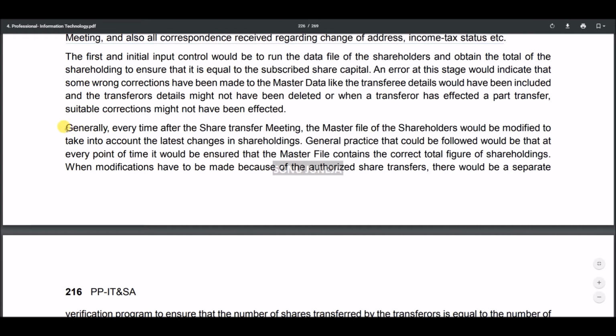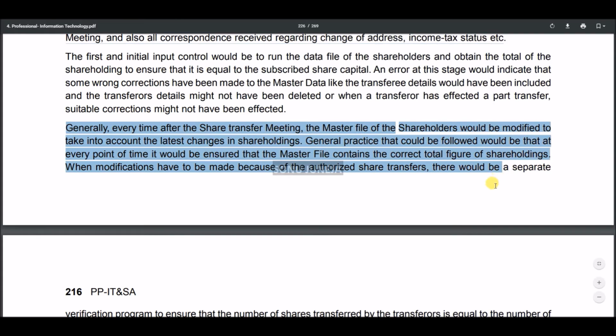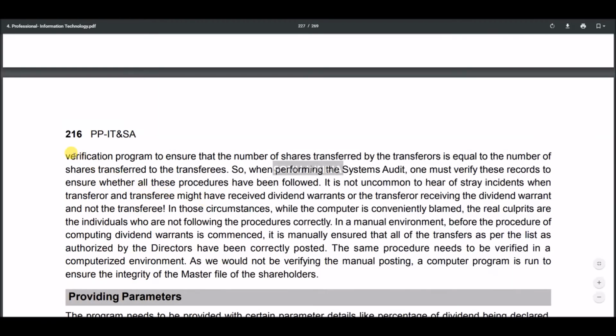in appropriate time. So generally every time after a share transfer meeting, the master file of the shareholders would be modified and take into account the latest changes in the shareholding. The general practice that could be followed would be that at every point of time it would be ensured that the master file contains the correct total figure of shareholding. When modifications have to be made because of an authorized share transfer, there would be a separate verification program to ensure that the number of shares transferred by the transferor is equal to the number of shares transferred to the transferees.